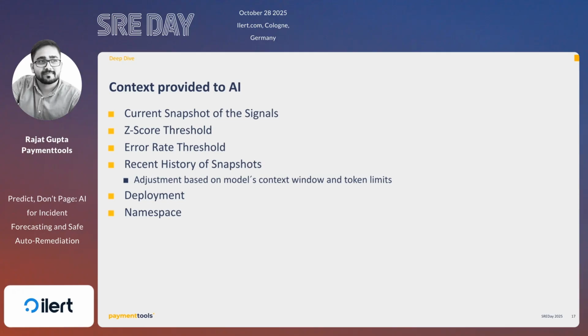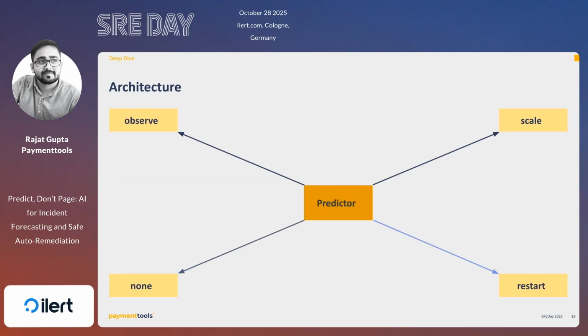In Kubernetes terms, it also sends deployments and namespaces, and what actions will be taken. In most cases, a restart solves the problem, or we need to start small, take a baby step. The predictor does four things. First, it observes. Based on the patterns it sees, it either decides to scale up or scale down, or it decides to restart, or it decides to do nothing.